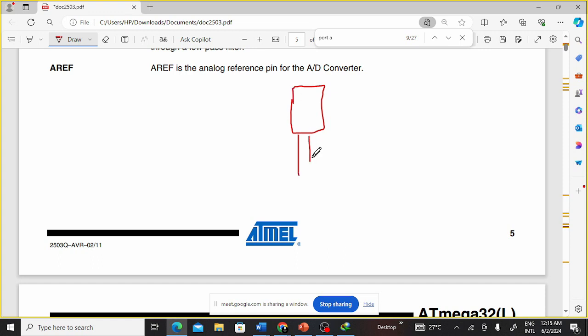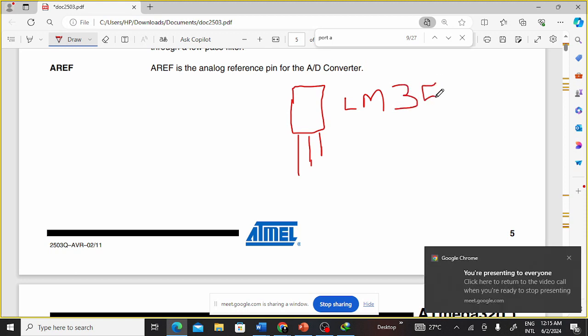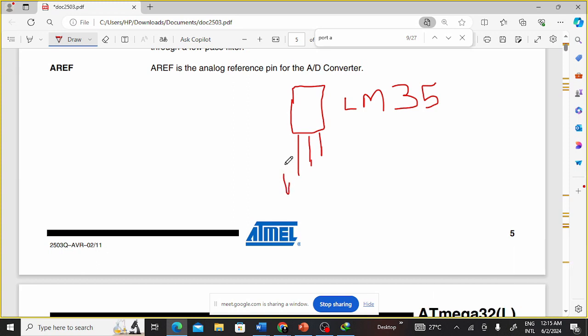All right, so I'm showing us what I'm drawing now. Let's call this IC LM35. So LM35 has VCC, positive, and yes, analog output A0. Then you also have ground, negative.